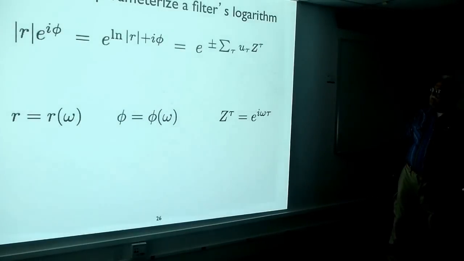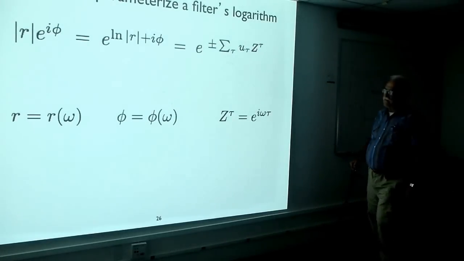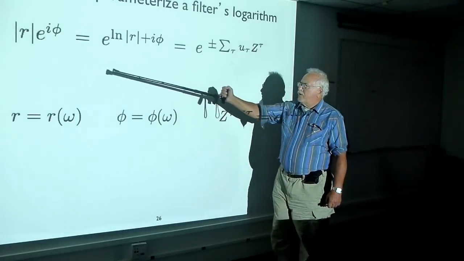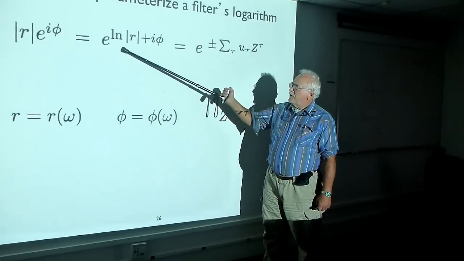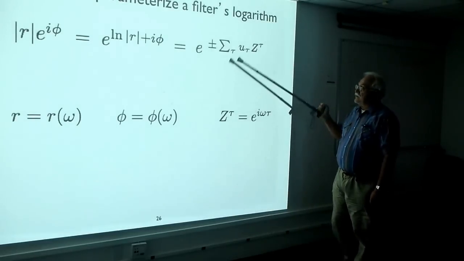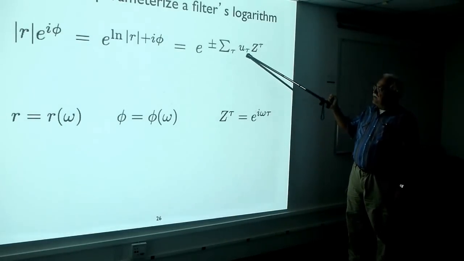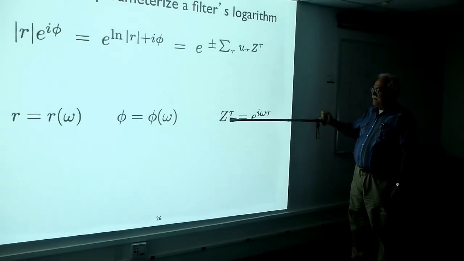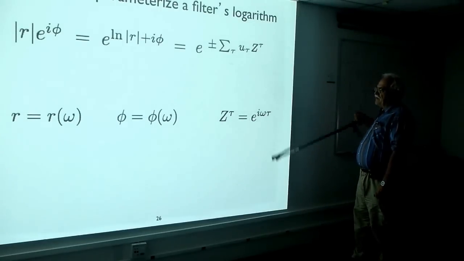So let's look at two different ways to parameterize the logarithm of a filter. Here's a complex number, it could be a filter. And you can express it in this kind of logarithmic form. Now this looks a little strange. What we have up here is a z transform. Remember that z to the tau is e to the i omega to the tau.